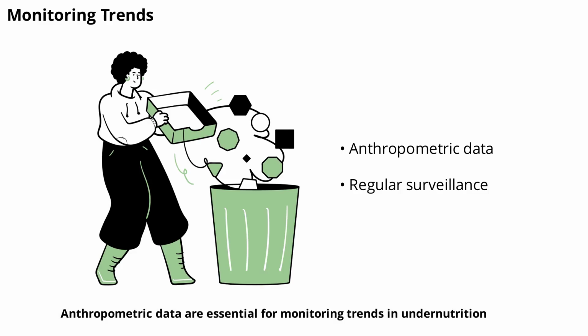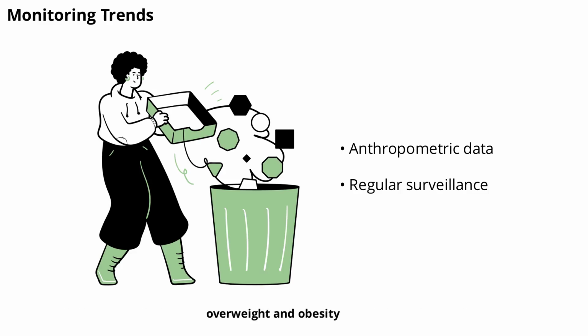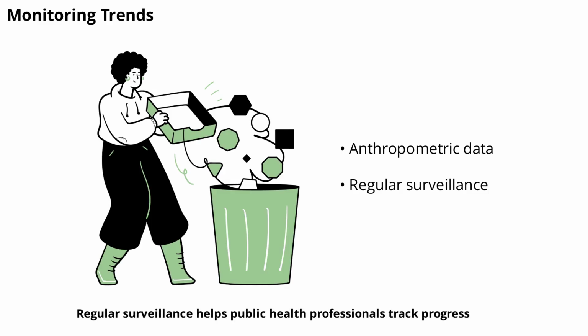Anthropometric data are essential for monitoring trends in undernutrition, overweight, and obesity. Regular surveillance helps public health professionals track progress, identify emerging issues, and evaluate the impact of interventions. This ongoing monitoring is key to effective nutrition policy and planning.